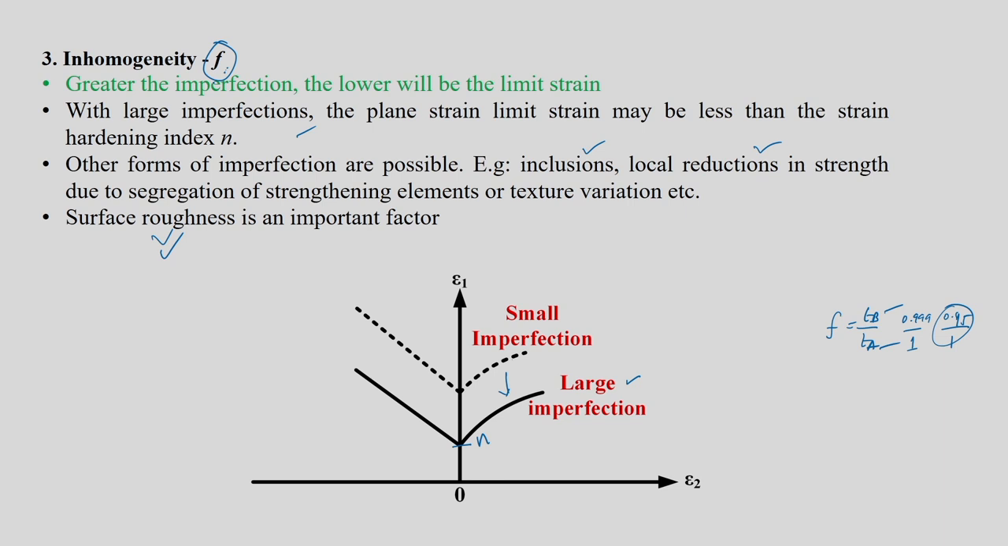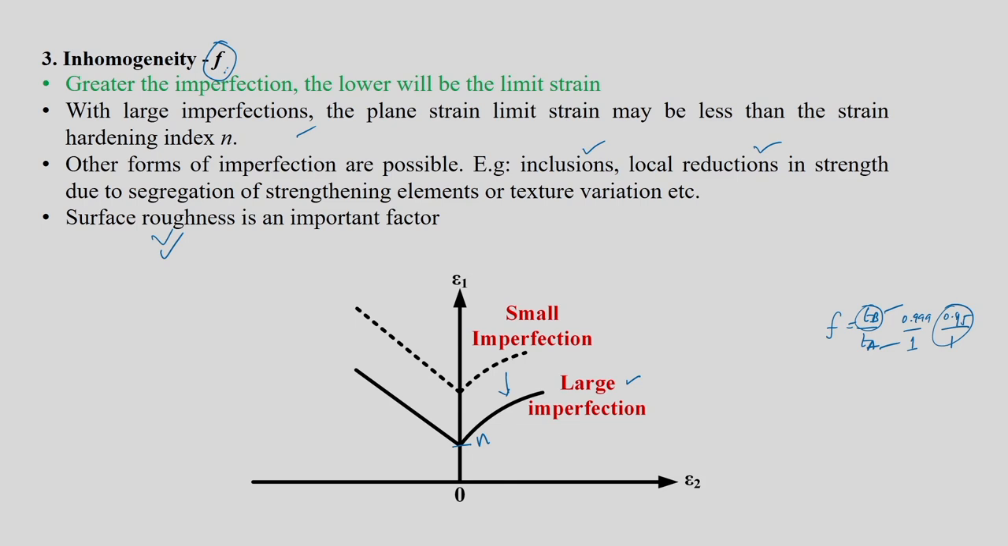But the only concern here is surface roughness, the values are going to be very different as compared to the actual thickness of the sheet. So this TB, TA values we are going to discuss will be of the order of sheet thickness, 0.9 and 0.95, whereas surface roughness is going to be a small value. But in a way, surface roughness can be connected to this inhomogeneity factor F. Okay, so other than thickness heterogeneity, one can see practically there are other inhomogeneities in the material, like inclusions or local reduction in strength due to segregation of strengthening elements, and surface roughness. Okay, at one particular location the sheet is very rough.